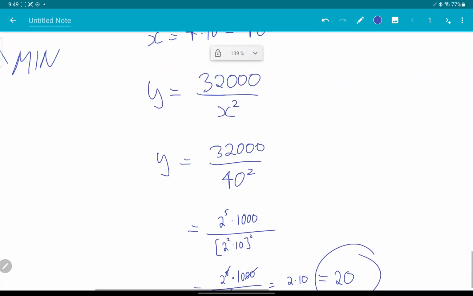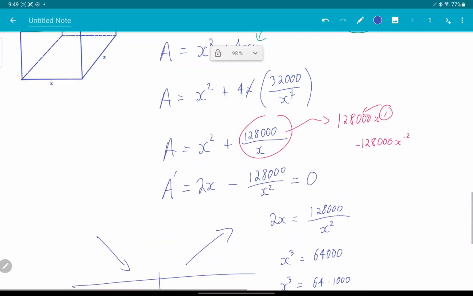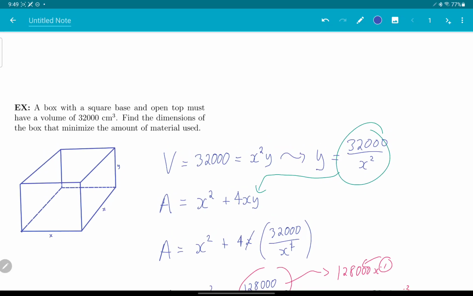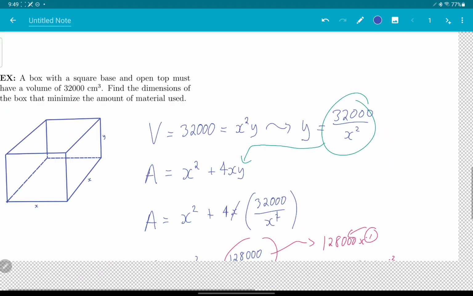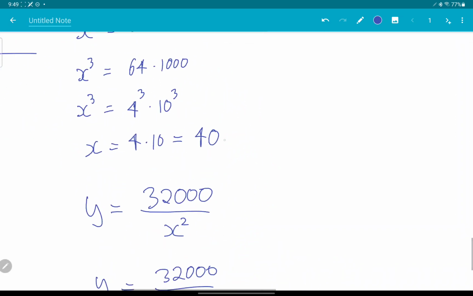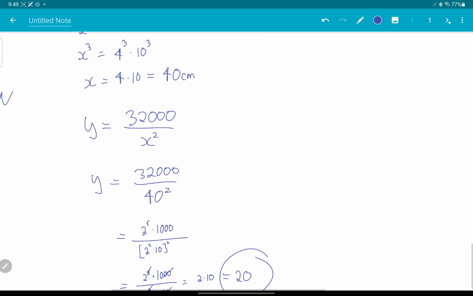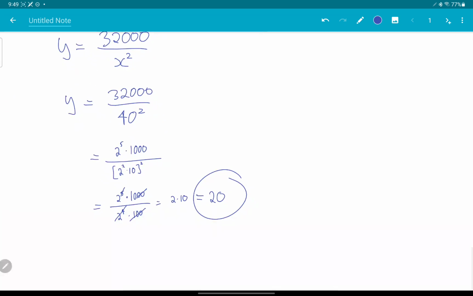Units, what are the units? Can't remember. Meters, feet, who cares? We are mathematicians, we don't care about units. Centimeters. So, just for fun, put the centimeters in here. x equals 40 centimeters. Circle it so my grader is a happy camper. Et voilà.